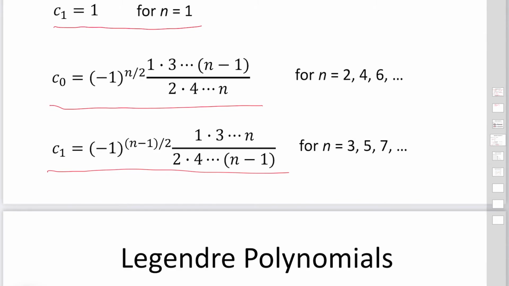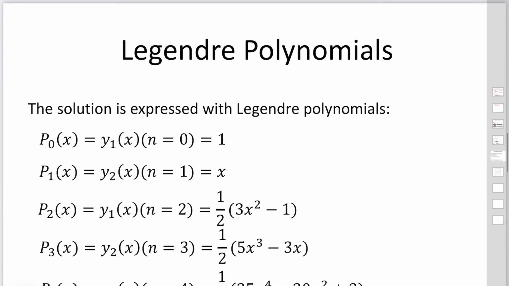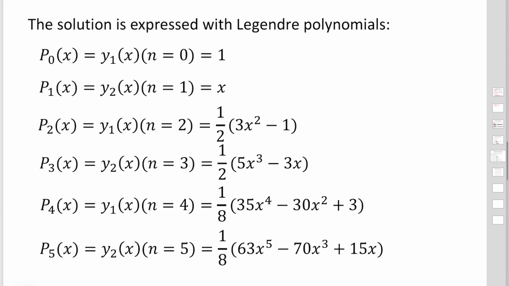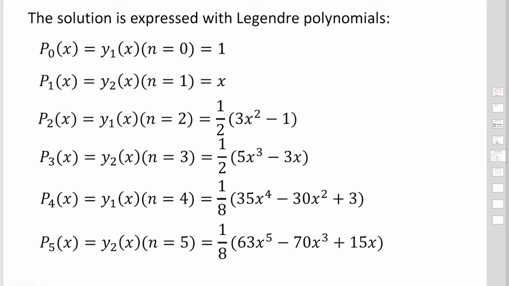Using this definition of c sub 0 and c sub 1, we introduce the Legendre polynomial. This is the solution of Legendre's equation. The solution is expressed with the Legendre polynomials. Capital P sub 0 is y sub 1 of x in the case of n equals 0. That's 1. P sub 1 is y sub 2 of x, n equal 1. This is x. P sub 2 of x, we choose y sub 1, n equal 2. Then the polynomial is expressed as 1 over 2 times 3x squared minus 1.